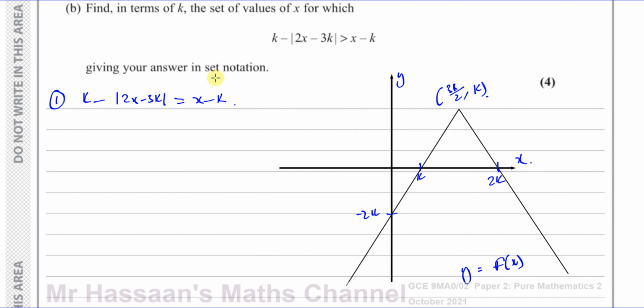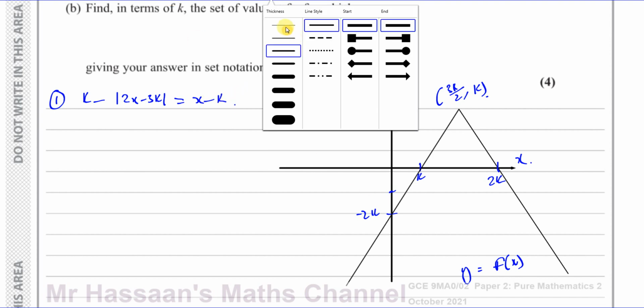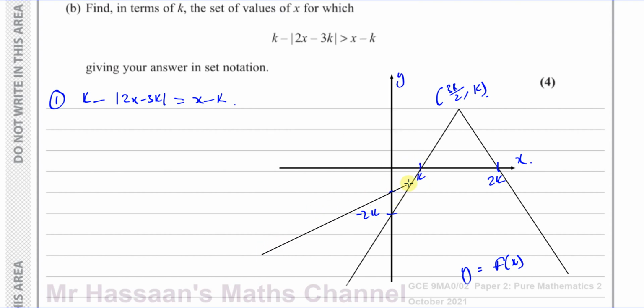Okay, x minus k would be a graph which is less steep than this one, all right? And it passes through minus k, and it passes through k as well. It passes these 2 points, because when x is 0, y is minus k. When y is 0, x is k. So it's going to be a graph that looks like this. So I can see one of the points where they intersect straight away.